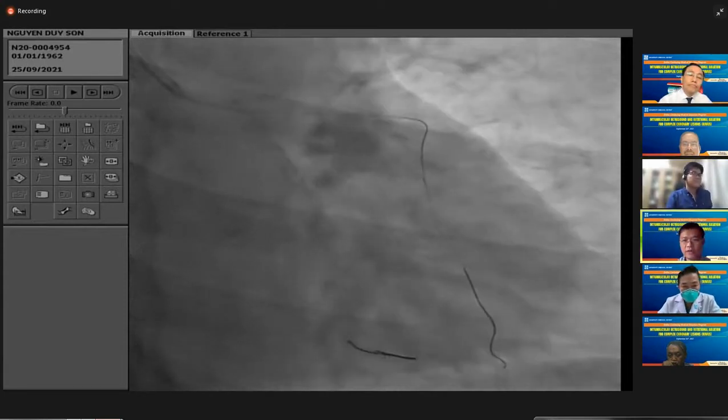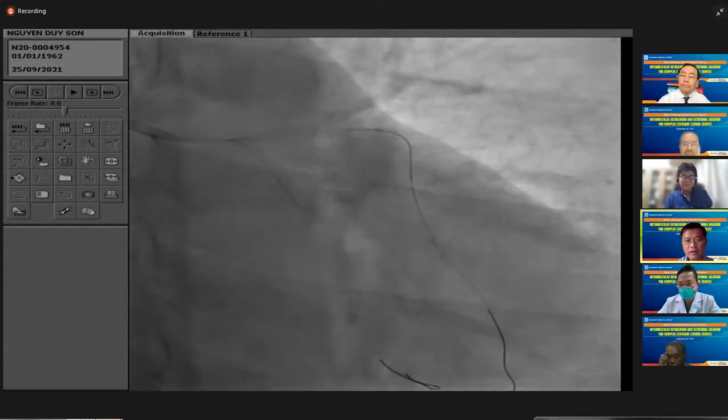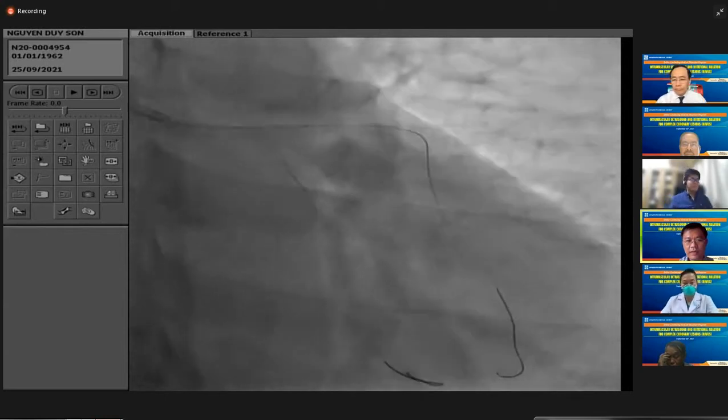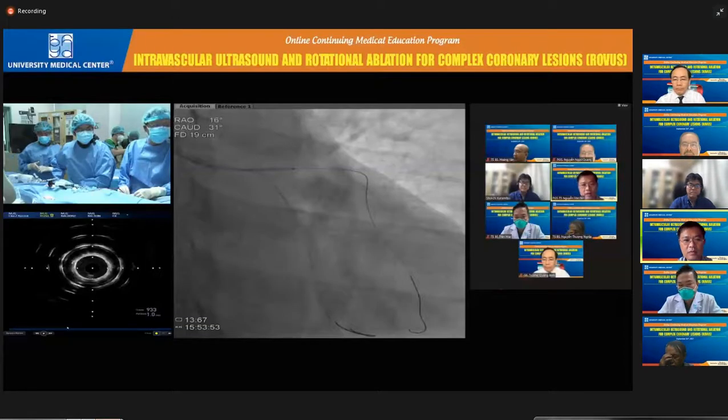Yes, I agree with Dr. Kuramisu. To evaluate exactly the diameter of the proximal LAD or circumflex or left main, OCT is very important and very exact. So in our cath labs, we usually use OCT to evaluate the diameter of the proximal circumflex and LAD before stenting the left main.